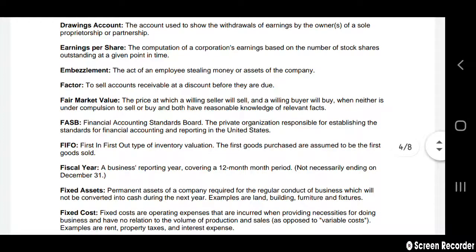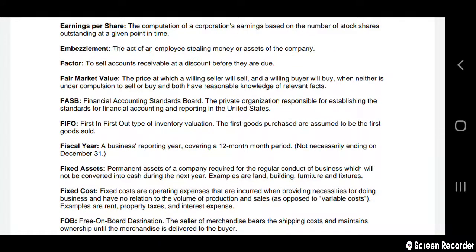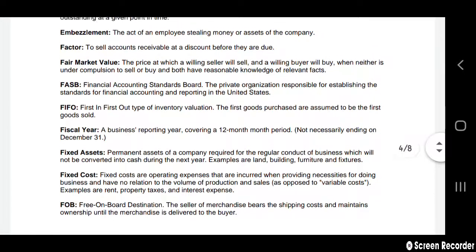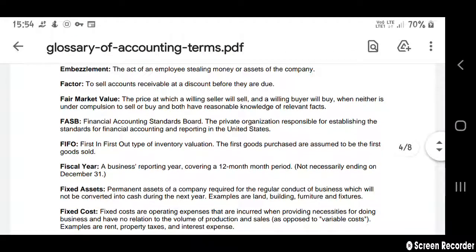The account used to show the withdrawal of earnings by the owners of a sole proprietorship or partnership. Earnings per share, the computation of a corporation's earnings based on the number of stock shares outstanding at a given point of time. And embezzlement, the act of an employee stealing money or assets of the company, is embezzlement.